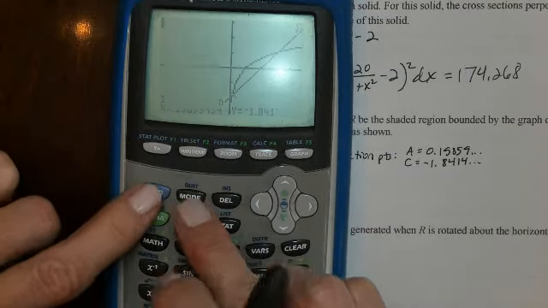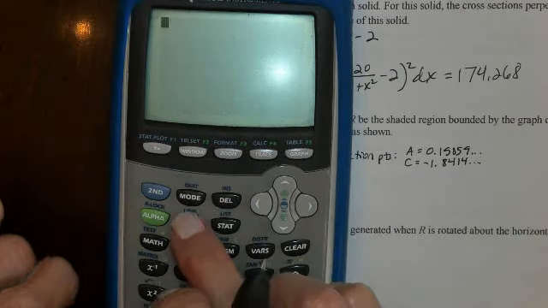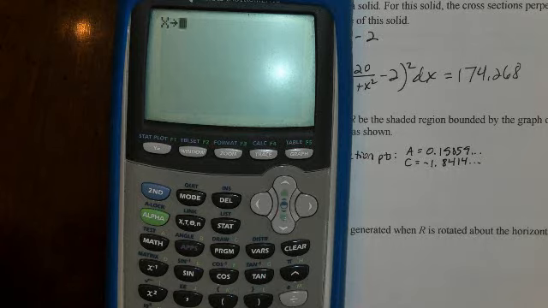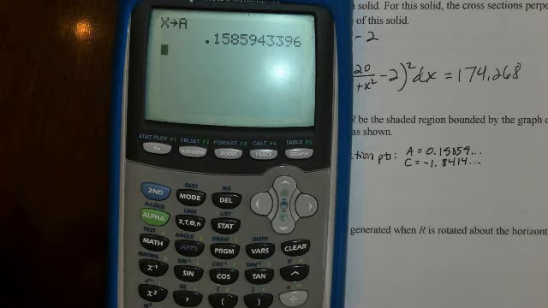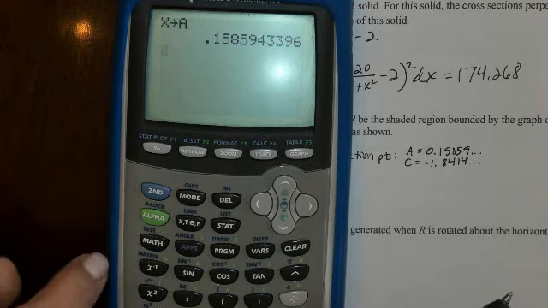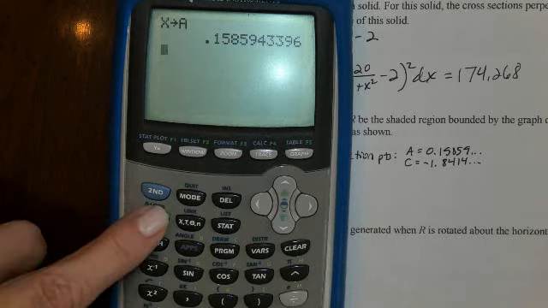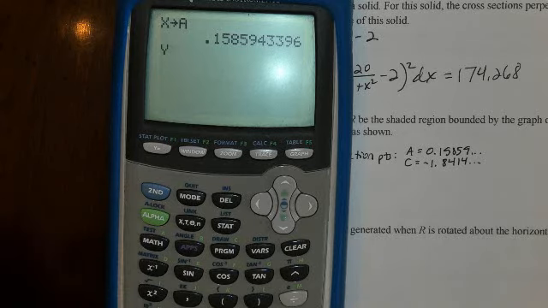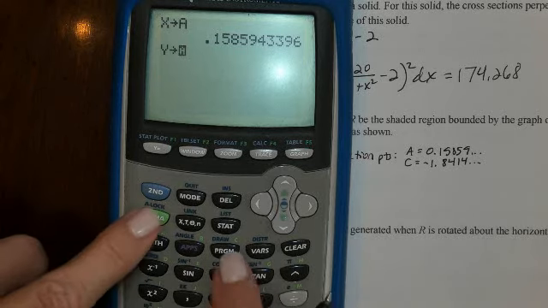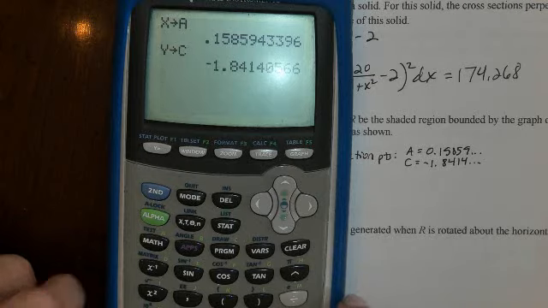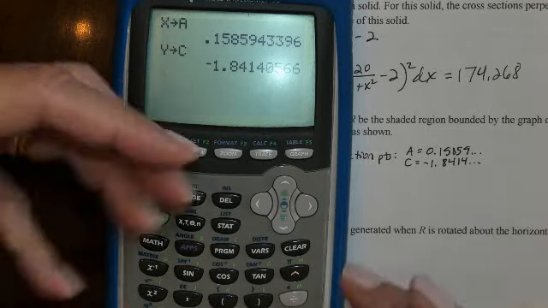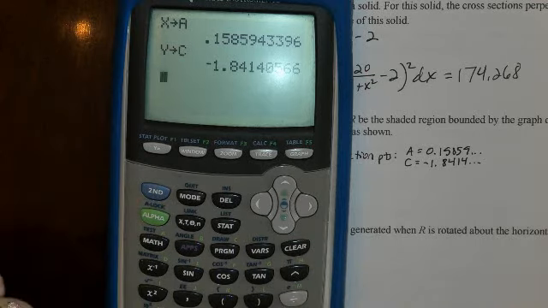So go to your home screen, store the current x value, STO, in for A. There it is. The current y value, so go grab y. The current y value, STO, in for C. There it is. So A and C will not change until I change them in my calculator.